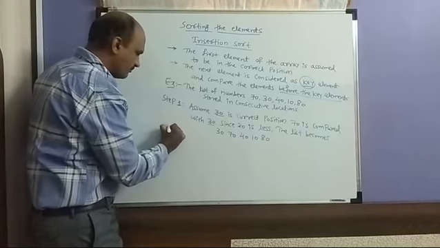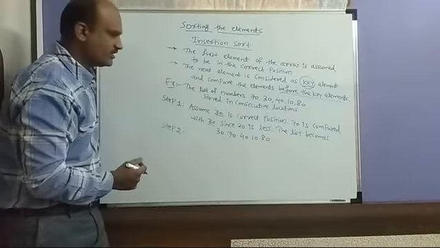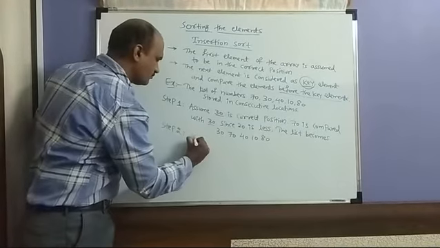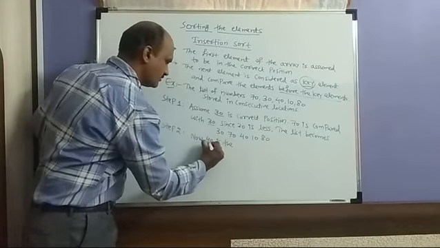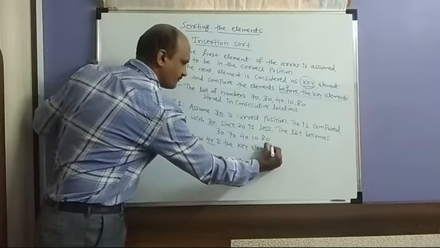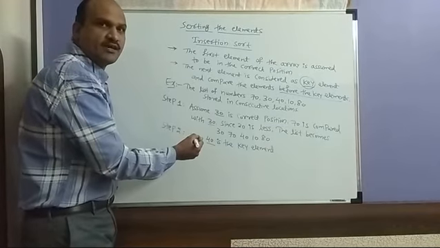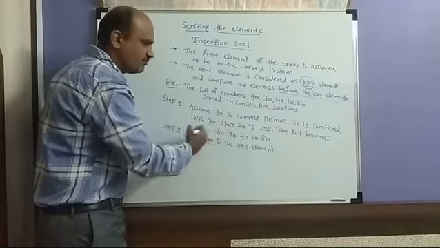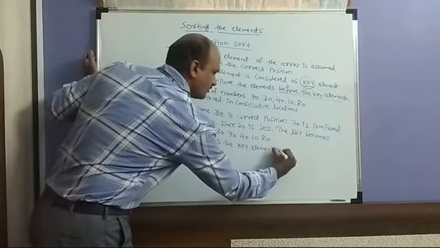Next, go to step 2. Now 40 is the key element. So 40 will be compared, first with 70 only. First it is compared with the elements before, not after. Before the key element you have to compare.